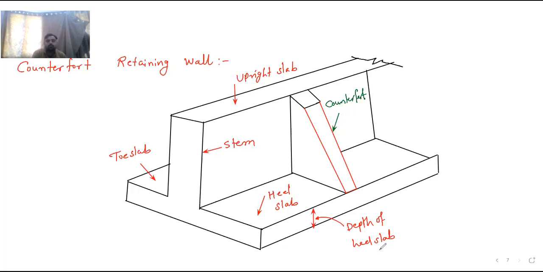This is the diagram of the counterfort retaining wall. I hope now it is clear to you how the counterfort retaining wall looks. And the portion of the hill slab is totally filled with the soil. Previously we had only drawn the cross section. Now I have tried to draw the 3D. Hopefully you will understand better now.